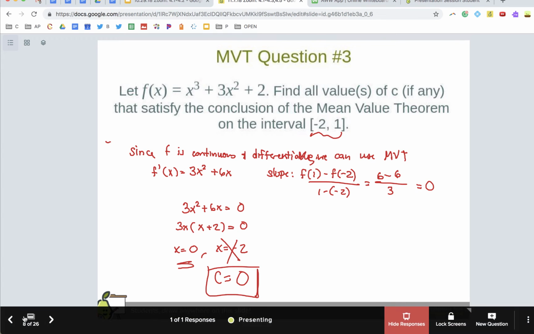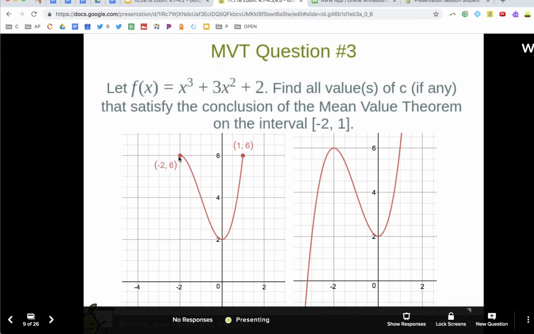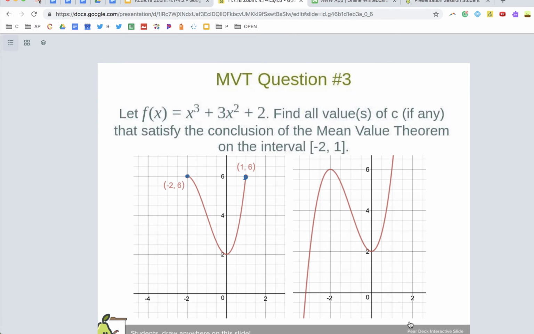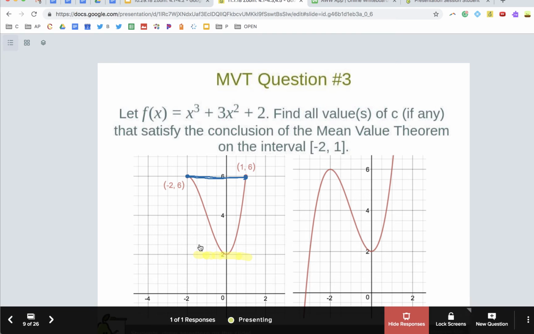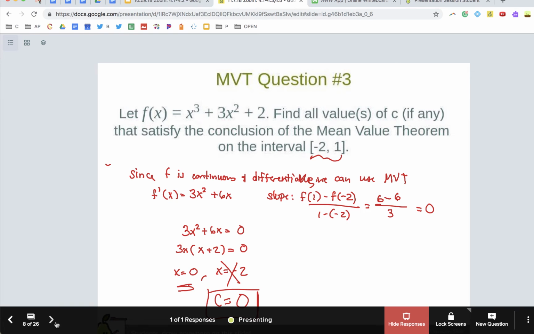Let me show it to you graphically. Right here, this is our interval. So the slope between those endpoints is 0. We know the slope equals a derivative somewhere. Where does that happen? Well, that happens here, right? Here, the derivative is also 0. We had found on our last slide, c equals 0.